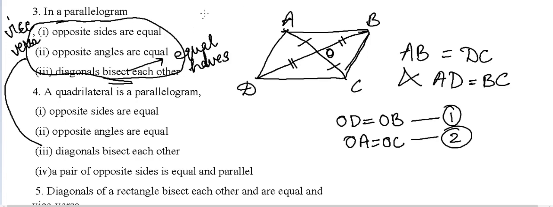If any of these 3 points are true, then the given figure is a parallelogram. Like if its opposite sides are equal, opposite angles are equal, and the diagonals bisect each other. If these 3 points are satisfied, then we can say the quadrilateral given to us is a parallelogram. Okay.